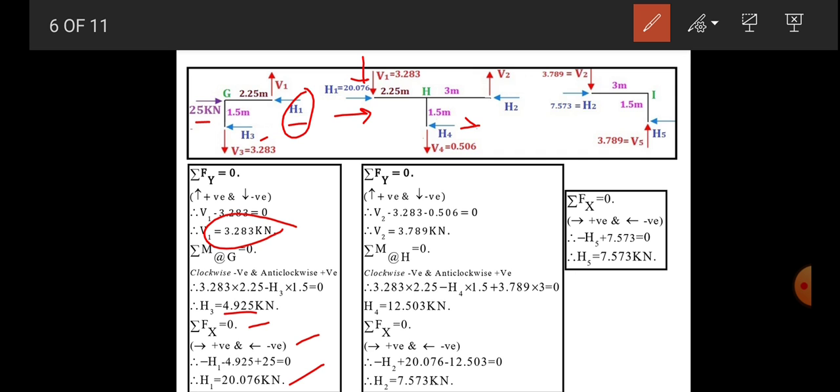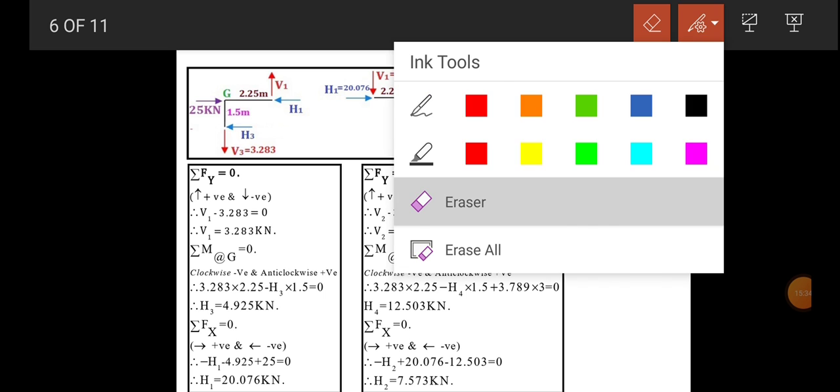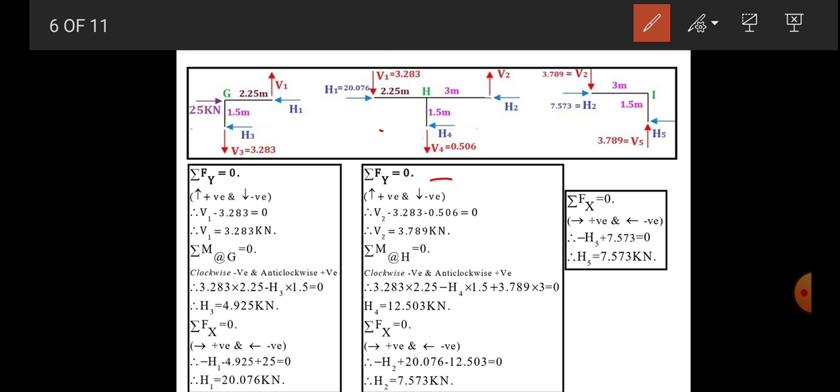Now this H1, let us assume toward the left hand side, keep as it is, and V4 we know as calculated earlier, downward direction 0.506. Now these two, let us assume upward V2 and left side H2. These are our assumptions for this H joint. Let us apply summation Fy for the H joint. Upward positive, downward negative. So upward is V2 minus 3.283 minus 0.506 is equal to 0. So V2 is equal to 3.789 kilonewton.